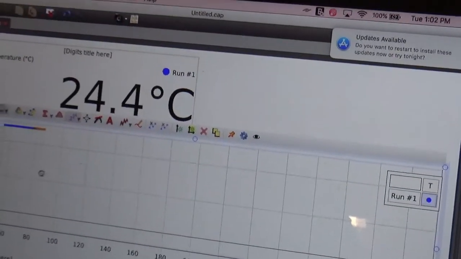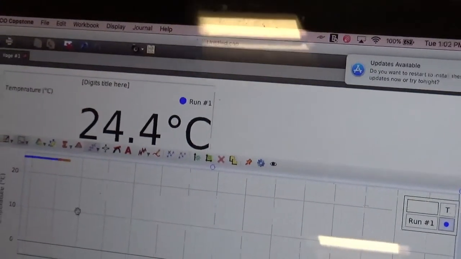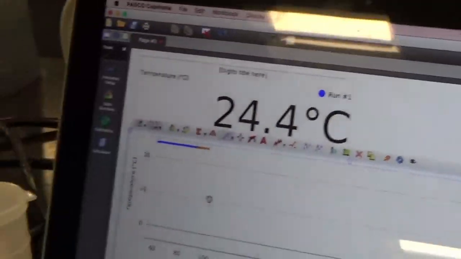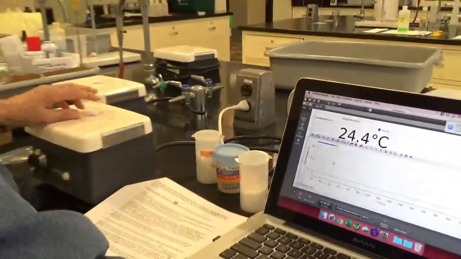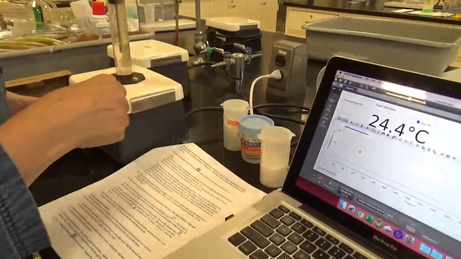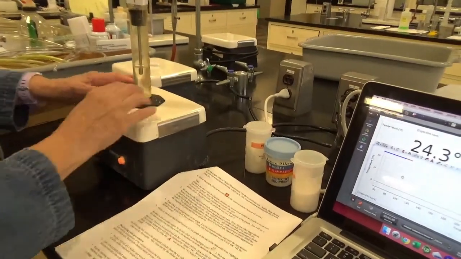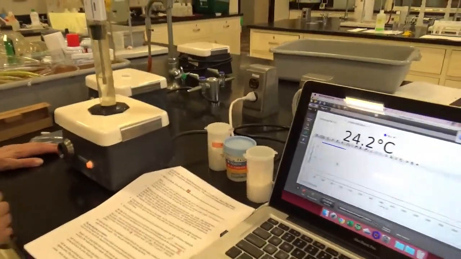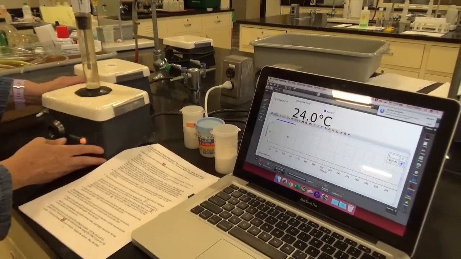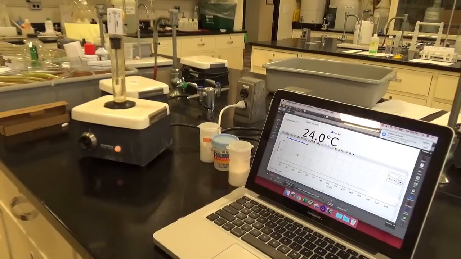I'm going to move this. Let's put it on the stir and see what it does. Oh yeah, let's do that. Okay, so we're going to go over here. By stirring it, we'll have it come to temperature equilibrium more quickly.